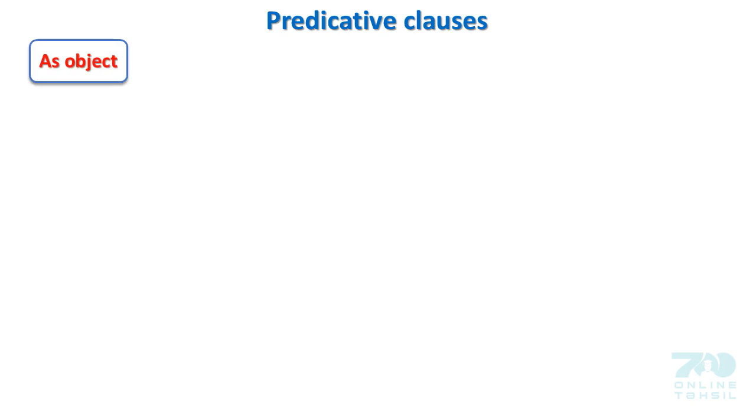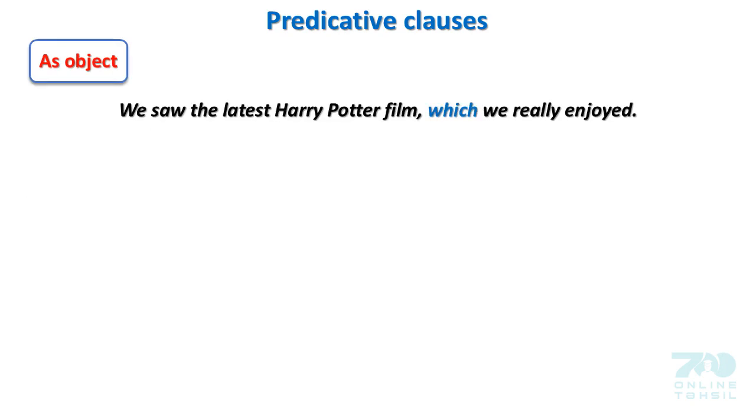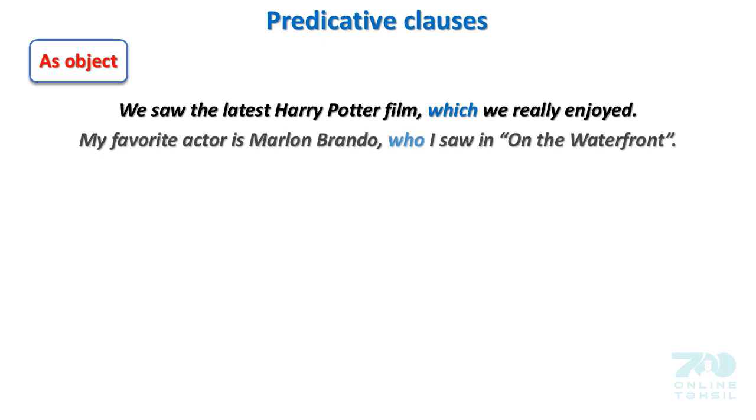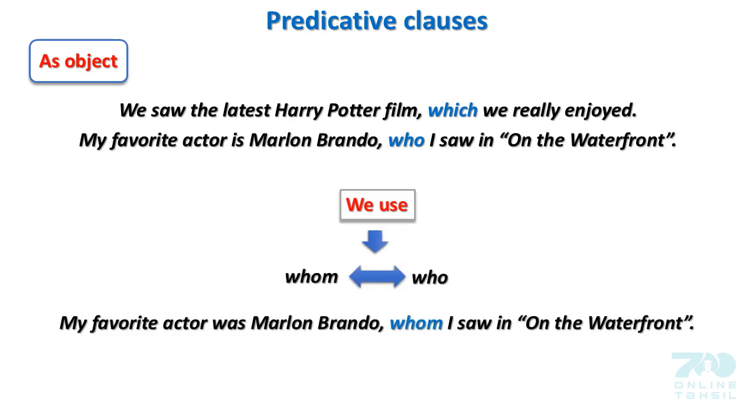As object. We saw the latest Harry Potter film, which we really enjoyed. My favorite actor is Marlon Brando, who I saw in On the Waterfront. We can use whom instead of who as object. My favorite actor was Marlon Brando, whom I saw in On the Waterfront.